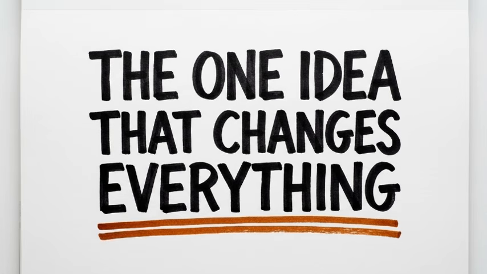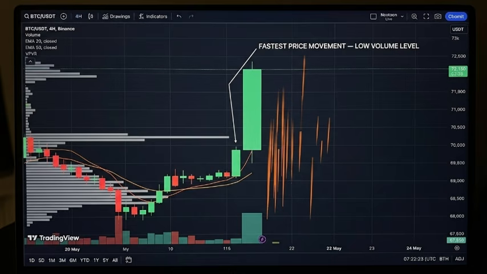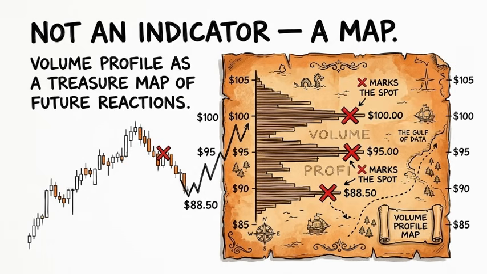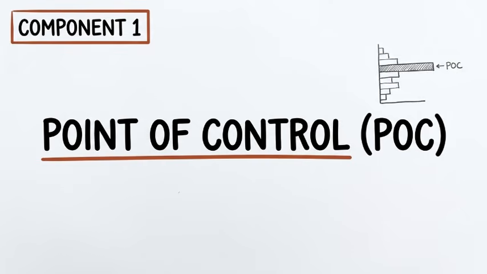Here is the one idea that changes everything. Price moves fastest through the levels where the least volume traded. Price moves slowest, and reverses most often at the levels where the most volume traded. Once you understand that, volume profile stops being an indicator and becomes a map of where price is going to react before it gets there. Now let's go through the 4 key components of volume profile that every trader needs to understand.